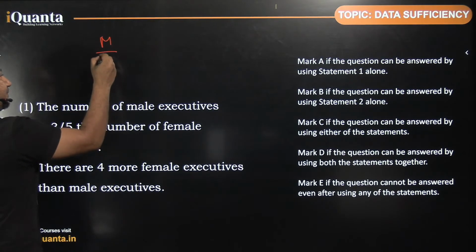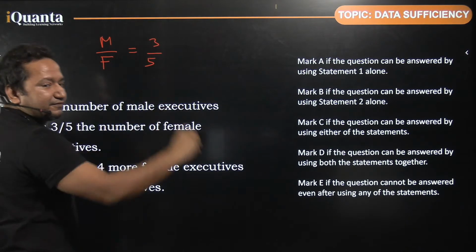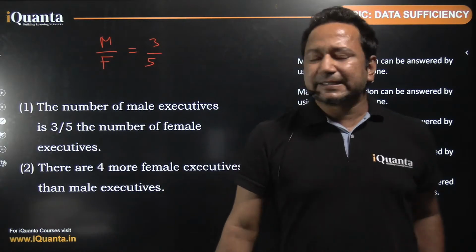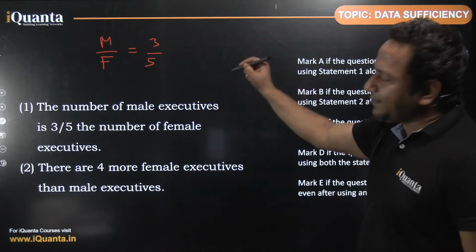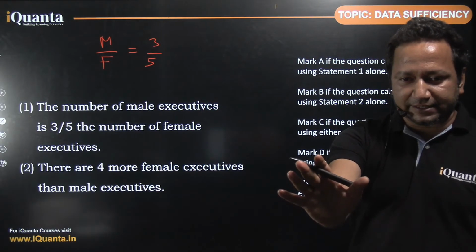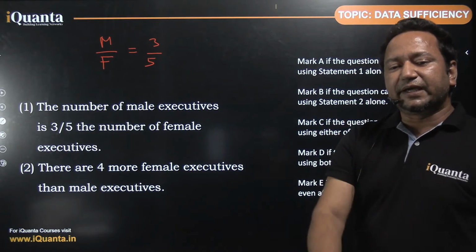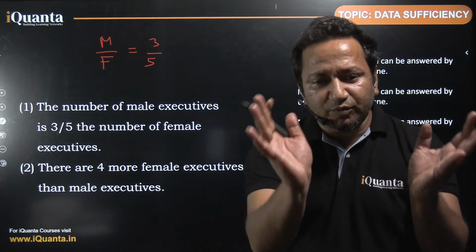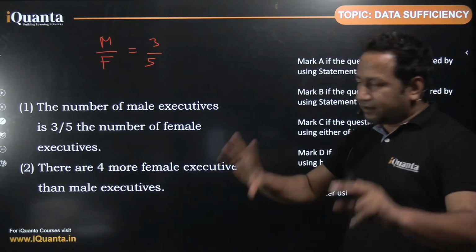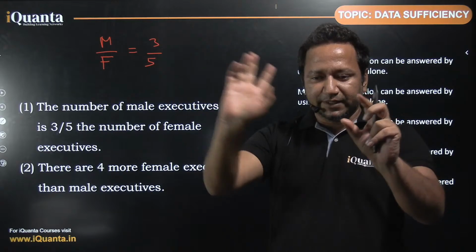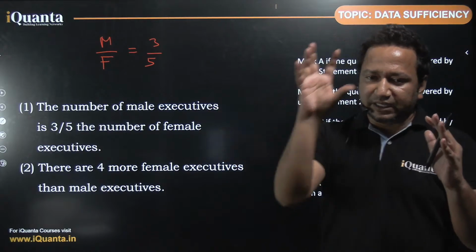Males to females, the ratio is 3:5. That means if in that organization there are 3 males, there will be 5 females. So for every 3 males, we have 5 females. In a group of 8, the ratio can be understood in 3 different ways. The first way is for every 3 males, there are 5 females. The second way is for every 8 executives in the organization, 3 will be males, 5 will be females.